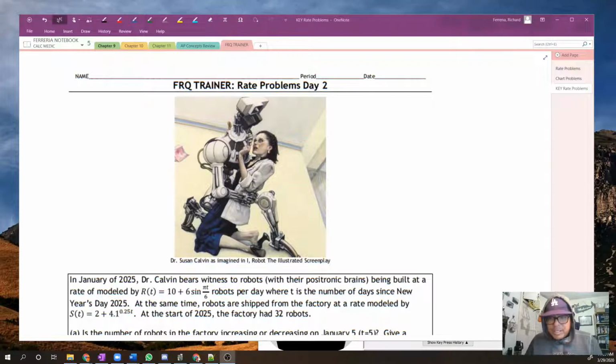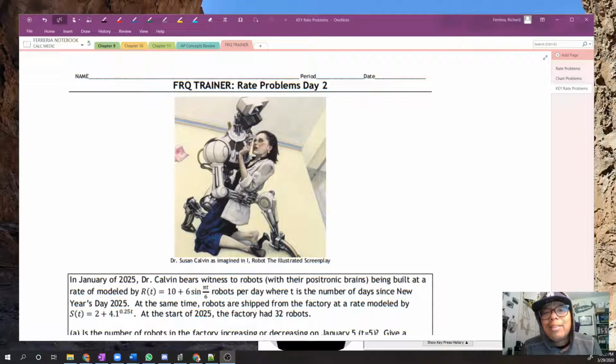So you will notice that this is really similar to the setup that we had yesterday, except we have a second rate, which would be the rate that the robots are leaving the factory. Also, don't sleep on that 32. That 32 is going to come into play, especially once we get to the rest of the problem. Just want to draw your attention to that. This lovely little photography plate illustration shows Dr. Calvin and the robot Herbie, which is an interesting story from iRobot. No, not iRobot the movie, but iRobot the book.